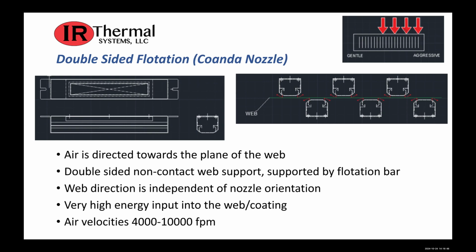The double-sided flotation nozzle, or Coanda nozzle, has been around since the 80s, and it is a very standard nozzle for high energy input. The air is directed mainly towards the plane of the web, and it is a double-sided non-contact web support. It has very stable flotation characteristics with this type of bar. The web direction, again, is independent of the nozzle orientation, and it has very high energy input into the web coating. The air velocities, once again, are pretty much the same as the airfoil, from 4,000 to 10,000 feet per minute.